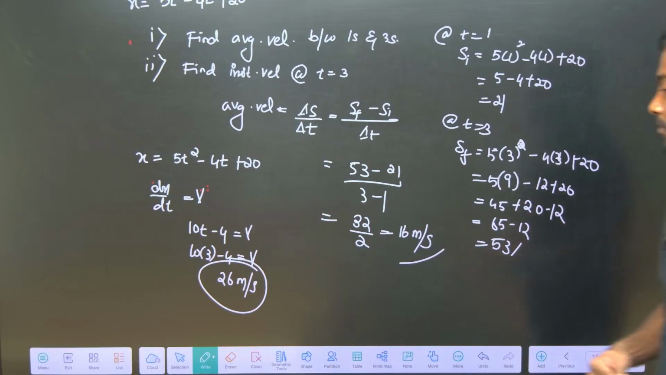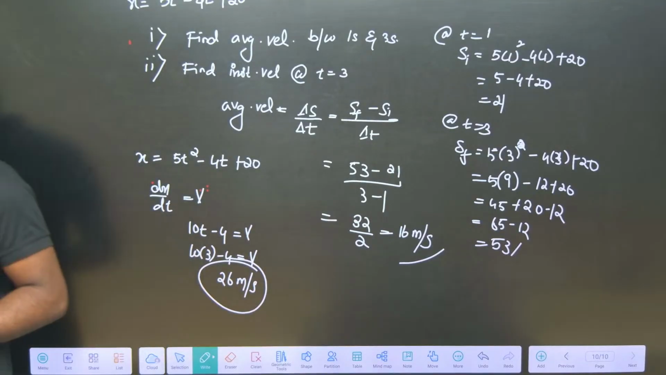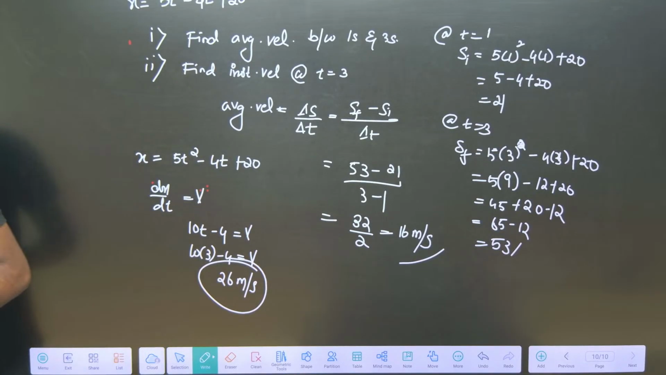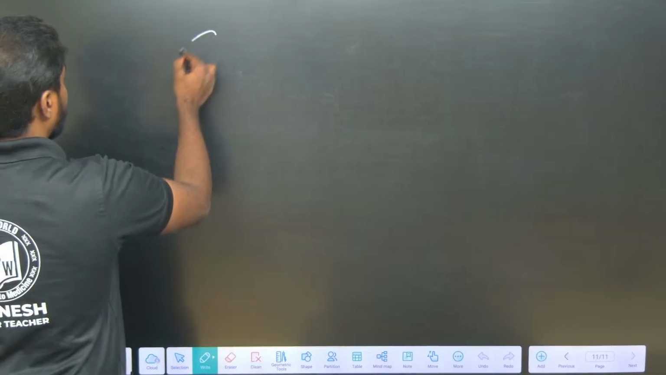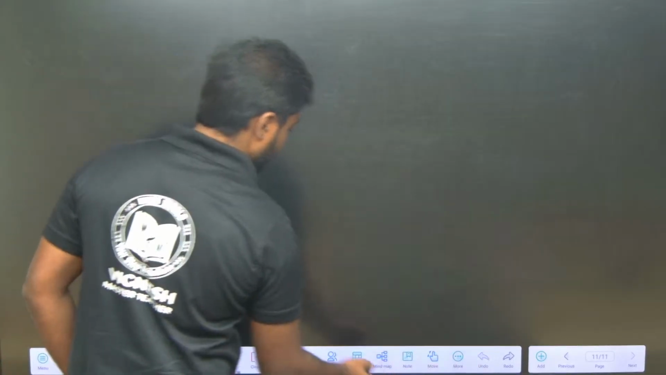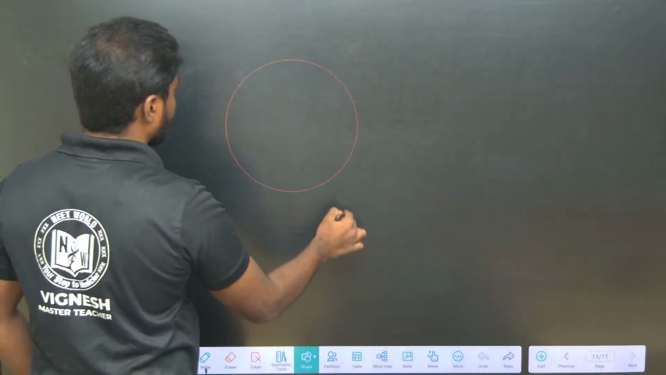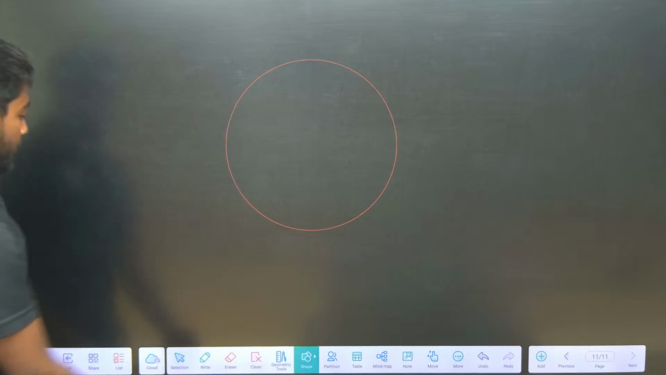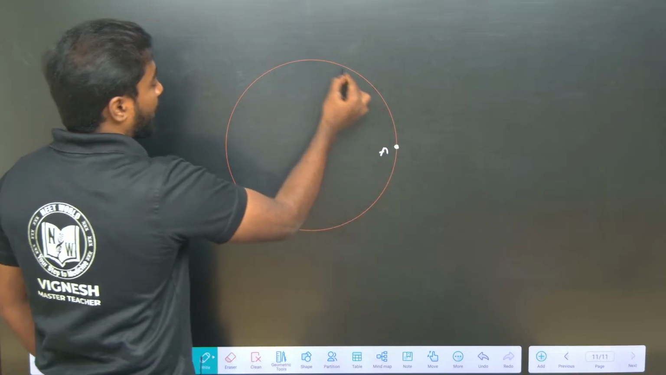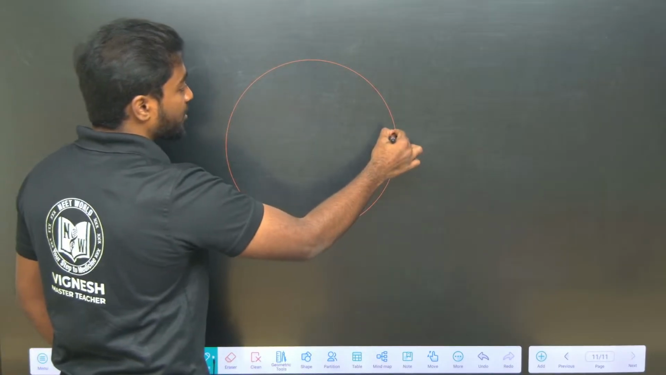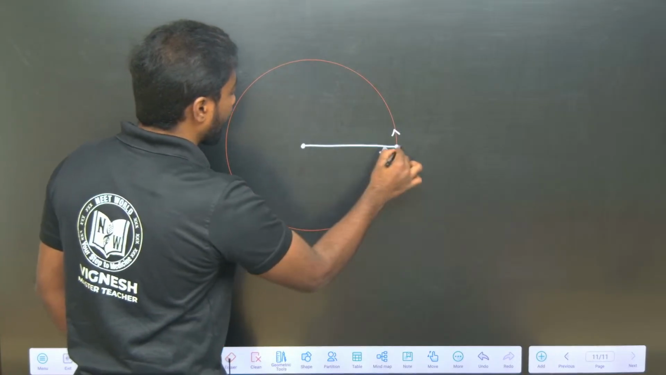Got it? Yes. I am giving one more question over here. Suppose I am considering a circle like this. For the circle, this is the initial point, A is the initial point. The object has travelled and come back to the same initial point, and the circle has a radius r.